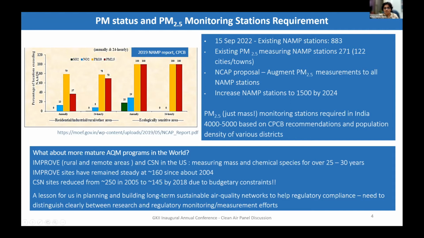If you look at the US example, you have the CSN and the improved networks. The improved sites have remained at about 160 from 2004 or so, but the CSN sites have reduced from about 250 in 2005 to 145 in 18. I'm sorry, I didn't have the opportunity to look at what the most recent numbers are, but this drop is ascribed to budgetary constraints. So perhaps there's something for India to look at in planning sustainable networks, number of stations, etc., that we can adequately set up and run to support regulatory compliance decisions.